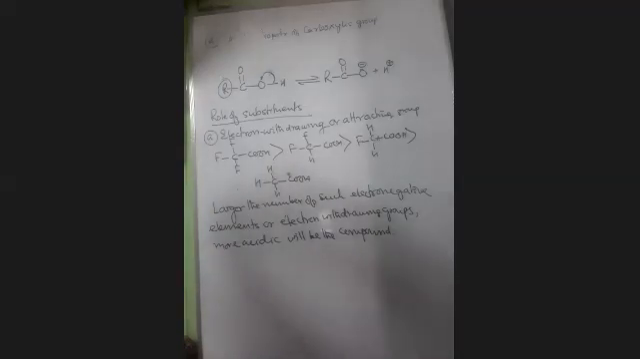Same will be the case for the chloroacetic acid. Trichloroacetic acid is more acidic than dichloro. Dichloro is more acidic than chloro, and then ultimately acetic acid.